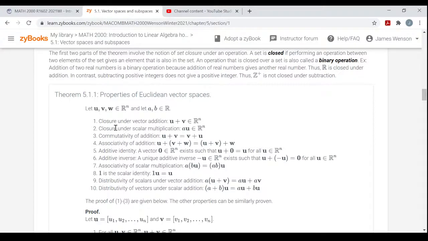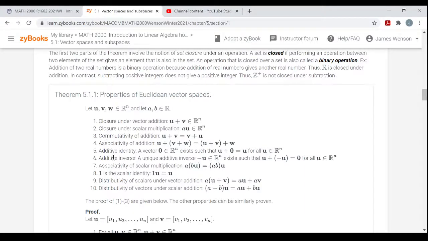addition. All right, so the first property here is, first off, the set must be closed under vector addition. That means if you take two vectors in the space and add them together, you get another vector in that space, not somewhere else. You must also be closed under scalar multiplication, meaning if I take a vector from the space and multiply it by any scalar, I get another vector from that same space, not some other space, not somewhere else.